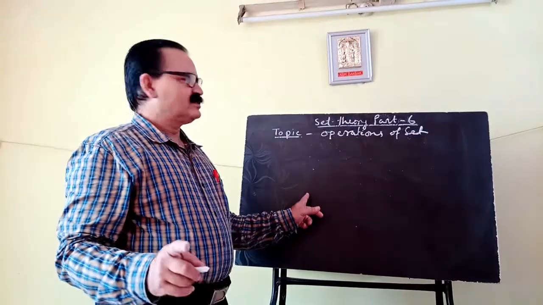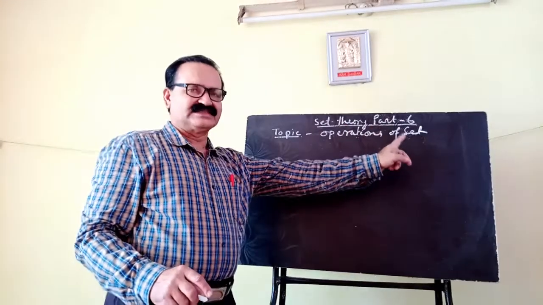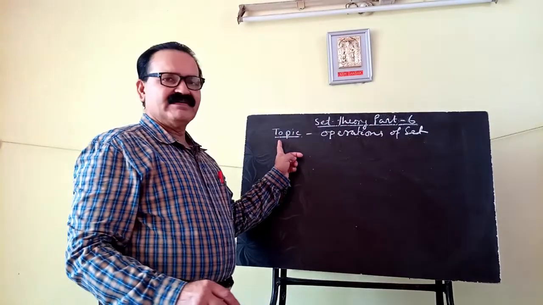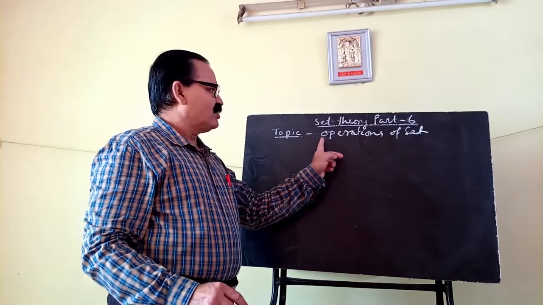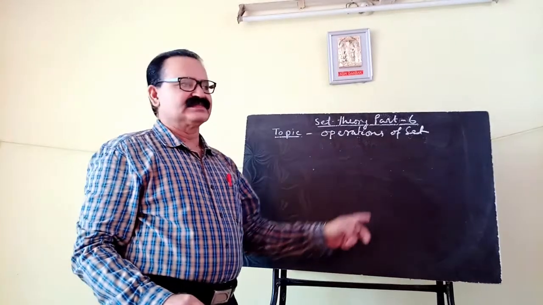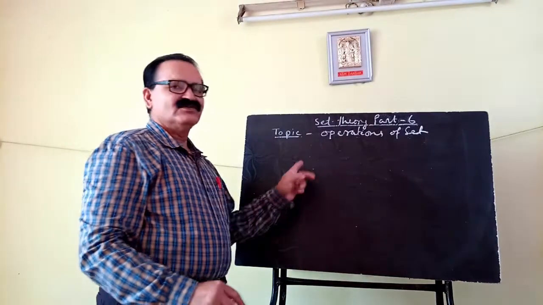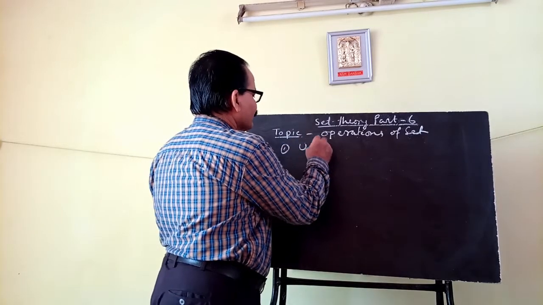Dear student, today is the next part of this chapter, set theory part 6. In this part, our main objective is the operation of sets. Our topic will be operation of sets. In this operation of sets, we will discuss the union of sets.